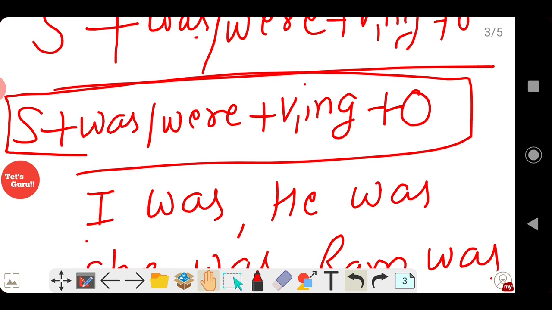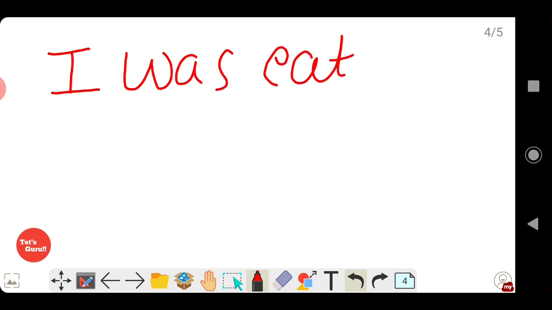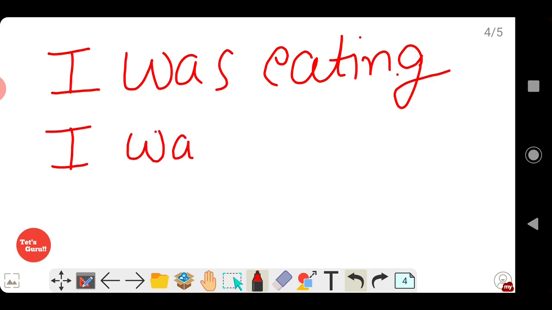So it's time to bring some useful examples into play. The first example is: I was eating. I is the subject and was is the auxiliary verb, always combined with I, and eat becomes eating. So I was eating. मैं खाना खा रहा था. I was eating. I was not eating.